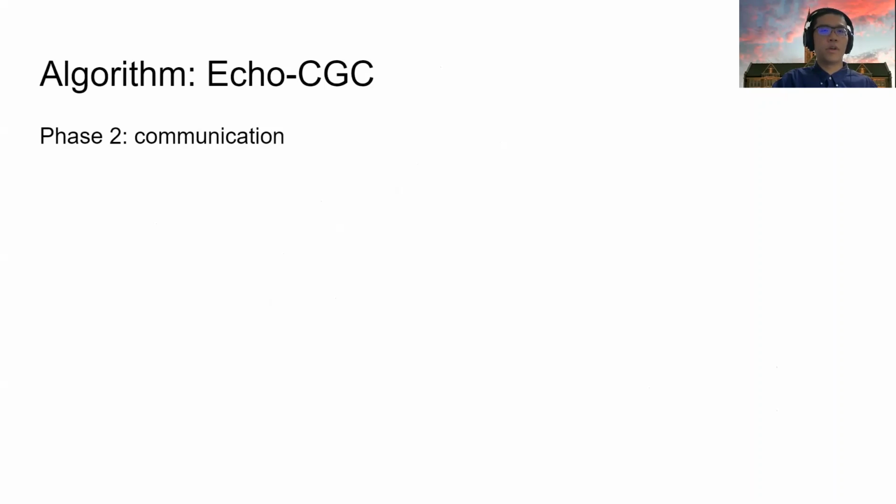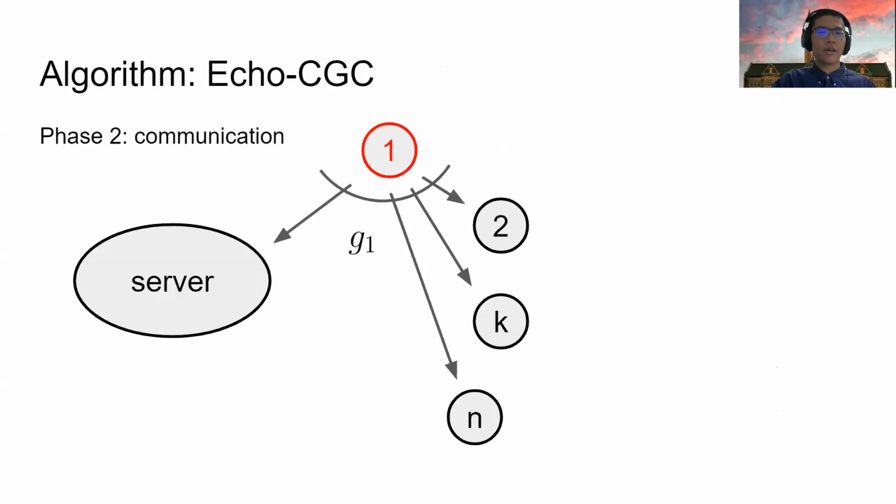The next phase is the communication phase, and this is also the main novelty of our algorithm. The communication phase is divided into n subslots. Each worker proceeds to broadcast its estimated gradient in the order of the identifiers. In time slot i, worker i first checks its echo condition and broadcasts its gradient to the server and all other workers. We'll discuss this echo condition on the next page. For example, in time slot 1, worker 1 always broadcasts its full estimated gradient G_1 to other components.